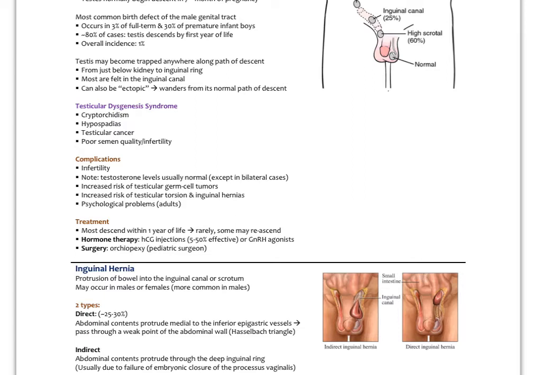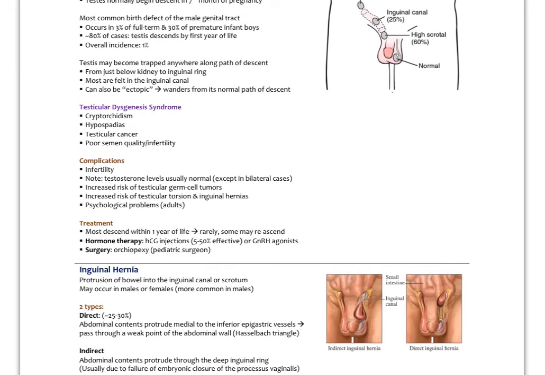So the treatment is usually, again, in the first year of life, 80% of cases self-resolve. So most are going to descend. Some may actually reascend, but that's pretty rare. Hormone therapy might help them descend, especially human chorionic gonadotropin injections. That's between 5 and 50% effective, and GnRH agonists can also help them descend. But typically, cases after a year, or especially 18 months, are going to need surgery, and that's orchiopexy done by a pediatric surgeon. So that's cryptorchidism.